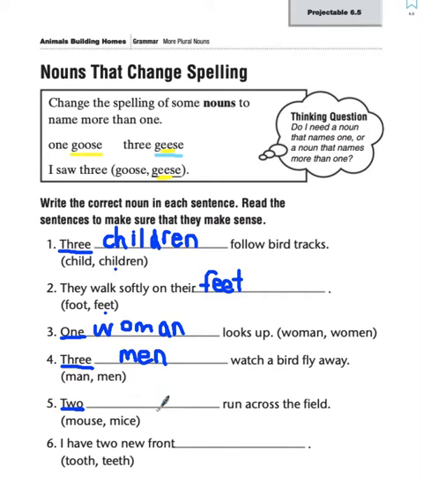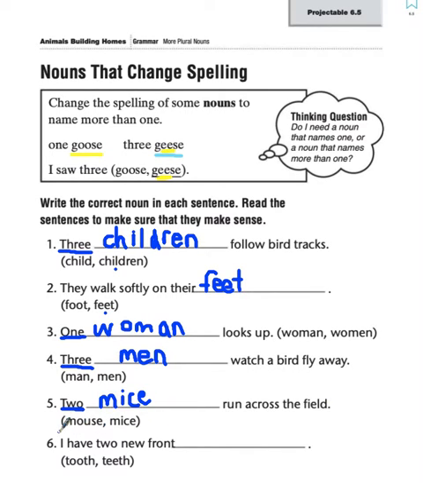Now for number 5, 2 blank run across the field. 2 is my clue word right here. Now, this is one of those tricky words. 2 mouse run across the field, or 2 mice run across the field. Mice is the plural form. Notice how it completely changes the spelling, just like all the rest of the words. M-I-C-E. A lot of letters change in the word mice. It completely changes all but the first letter M. Well, I guess the rest of them all kind of stay the same, don't they? So 2 mice run across the field. That one completely changes its spelling.